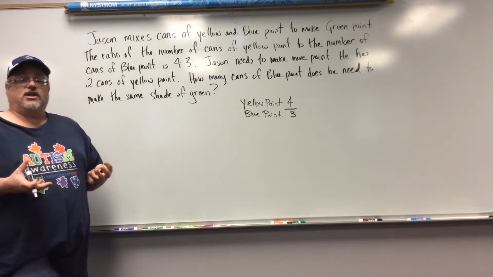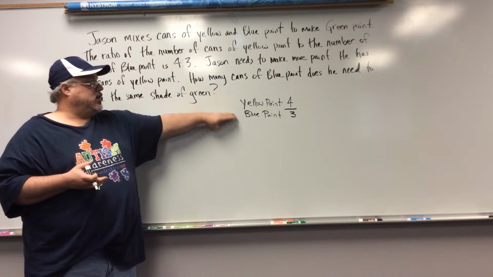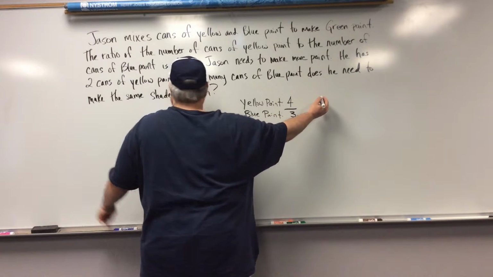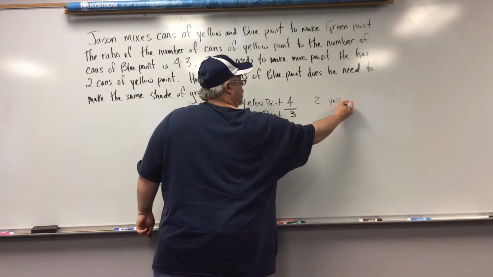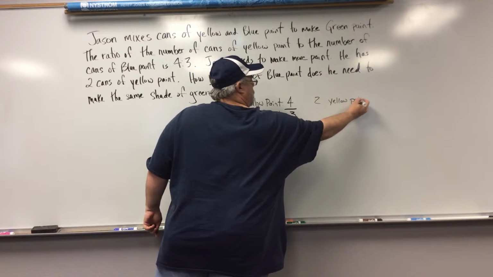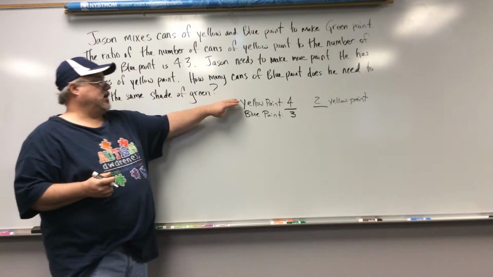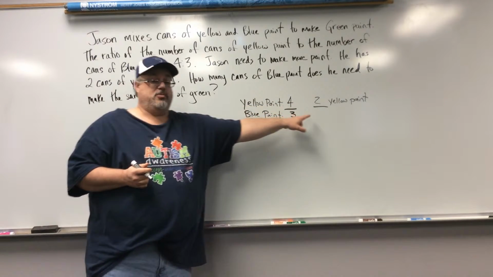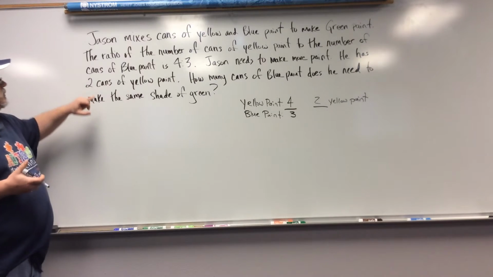And remember from yesterday's cross product model, we need to keep our units together. We can't mix our units up. So over here in the proportion, we will put our 2 more cans of yellow paint, because we want to keep yellow paint with yellow paint and blue paint with blue paint. So we want to keep our units together. You don't want to mix them up.